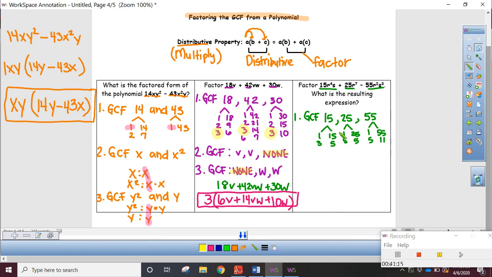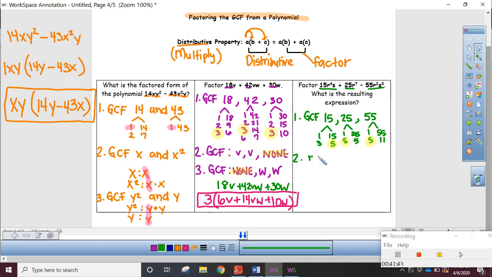So if I take a look, I can very quickly see that each of these numbers has a factor of 5. And from the looks of it, that's the greatest number that they all share. So the greatest common factor here is 5. Let's now take a look at step 2. Step 2, we're now going to look at the r's.